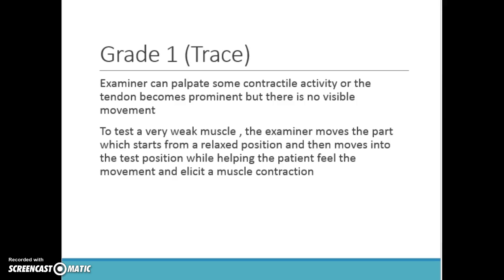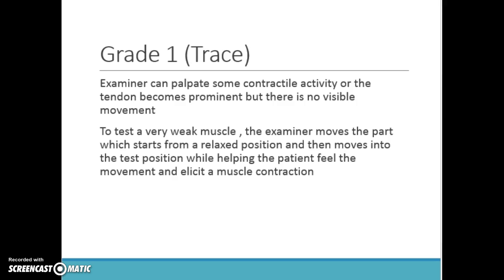Grade 1 is also called trace. This is when the examiner can palpate some contractile activity of the tendon when the muscle is attempting to function, but there is no visible movement of the muscle of the joint.